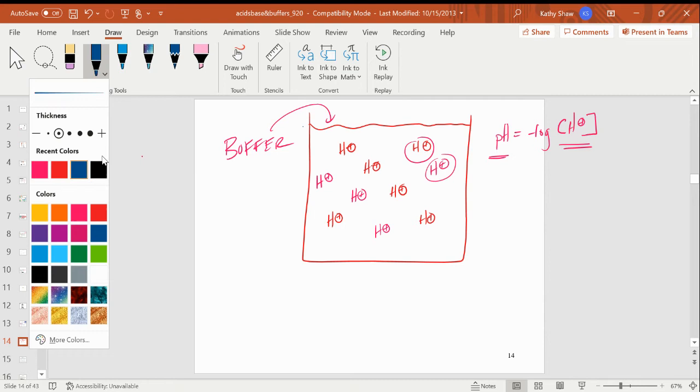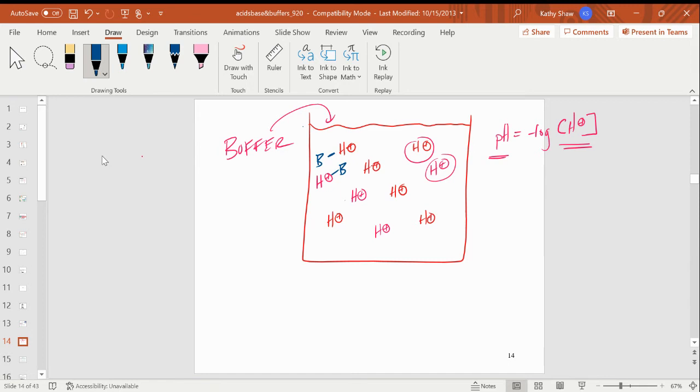So what my buffer will do is attach to some of them. So now I've attached my buffer to this one, to this one. So what have I done? What I've done is I've taken these guys out of the count that makes up my hydrogen ion concentration. They're not hydrogen ions floating around on their own anymore. So I've gotten my concentration of hydrogen ions back down. I've gotten my pH back up, all based on Le Chatelier and equilibrium.